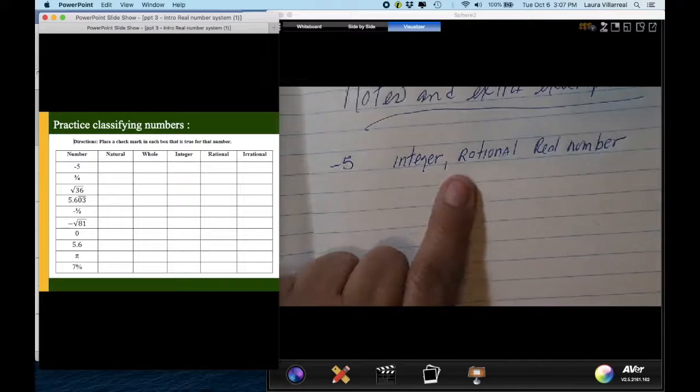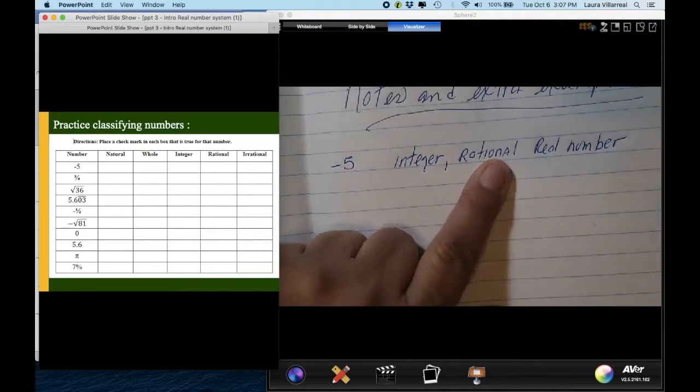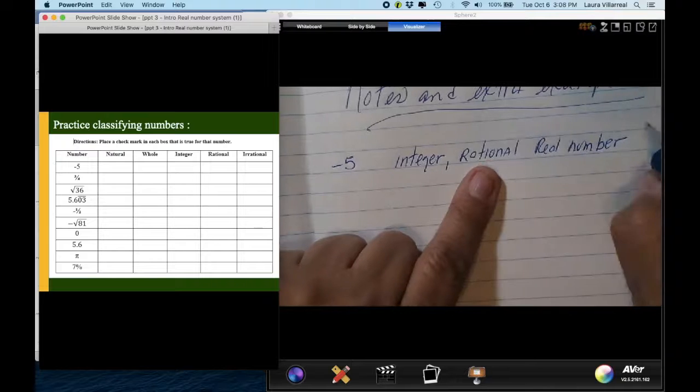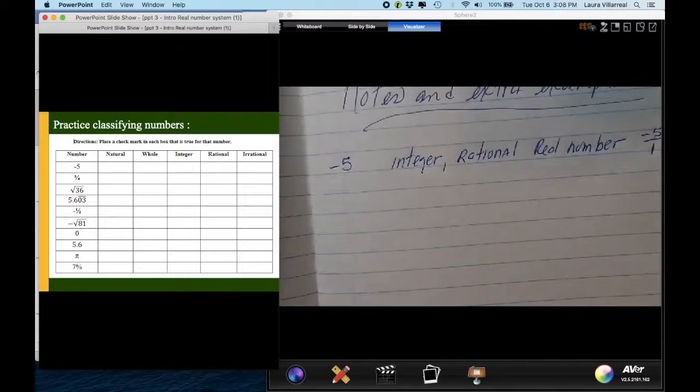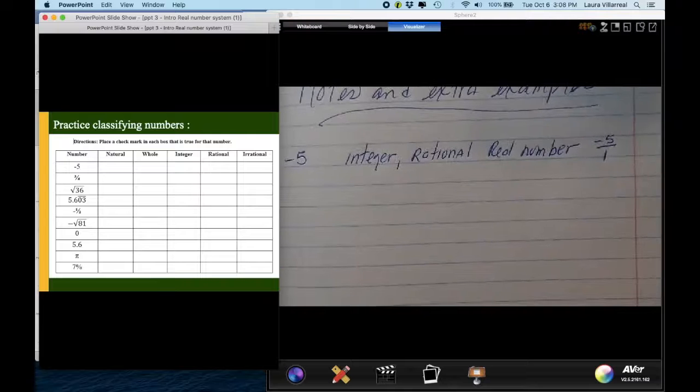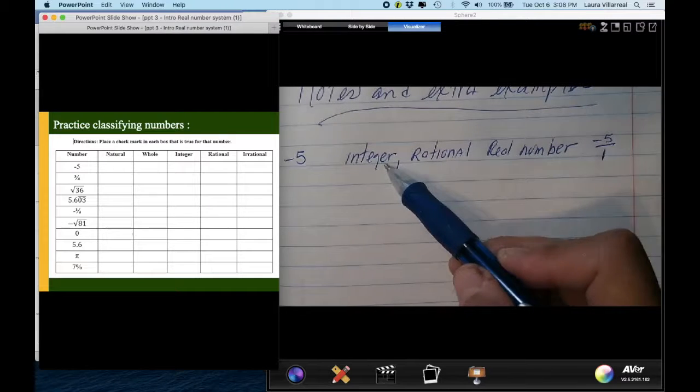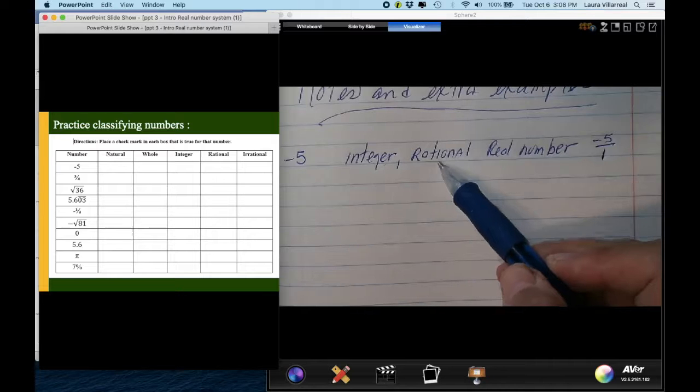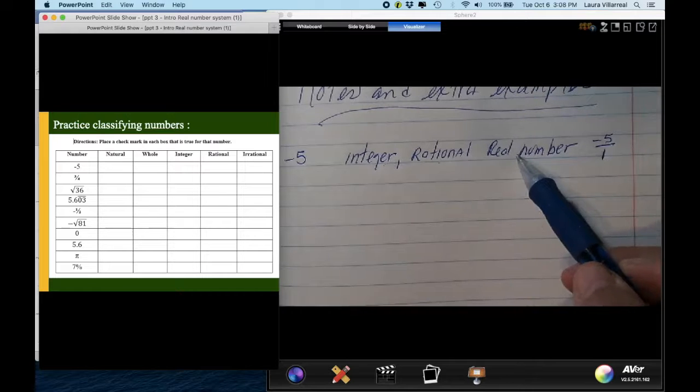Now, you ask, why is -5 a fraction? A rational number is a number that can be written as a fraction a over b. But remember that I can write this as -5 over 1. Okay, so -5 is an integer, a rational, and a real number.